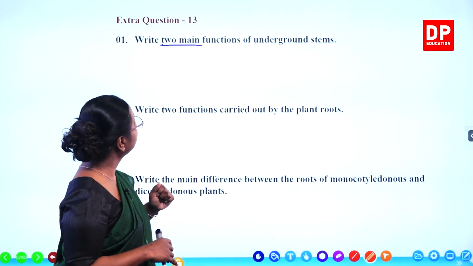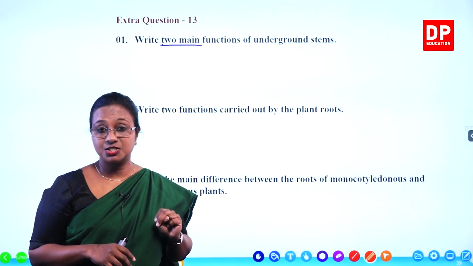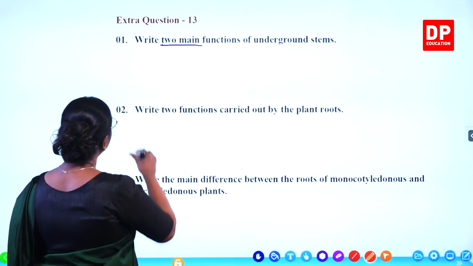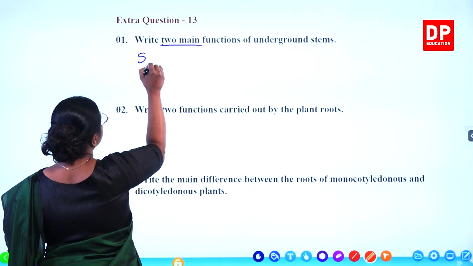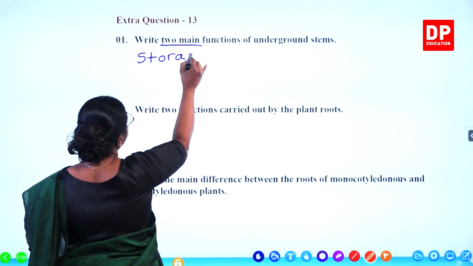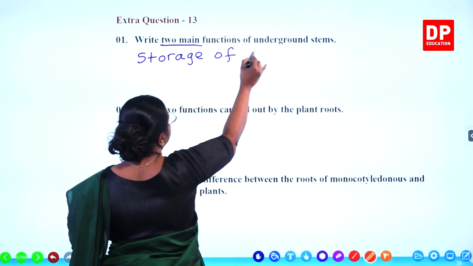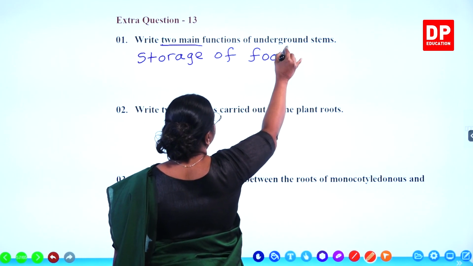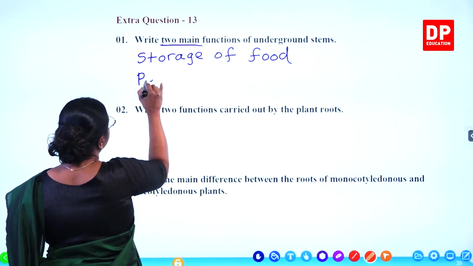Here they have asked only for two main functions, so you can write any two. So I will say storage of food, and the other one perennation.